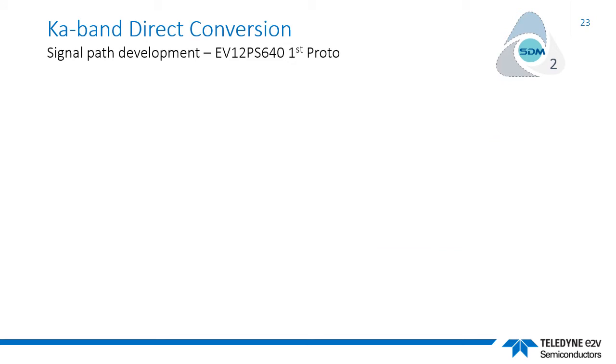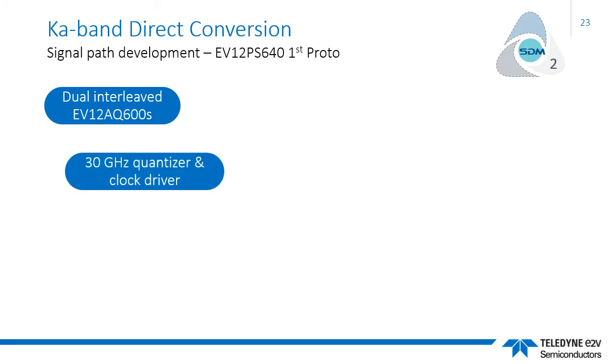In the second phase of this project, a more refined design approach was used. The resulting PS640 prototype included a pair of time-interleaved AQ600s, doubling the effective sample rate, now at 12 gigasamples per second. This sampling block was then tuned with a new experimental microwave sampler targeting a 30 gigahertz bandwidth. This prototype, though not intended for production release, adopted a more systematic design methodology.